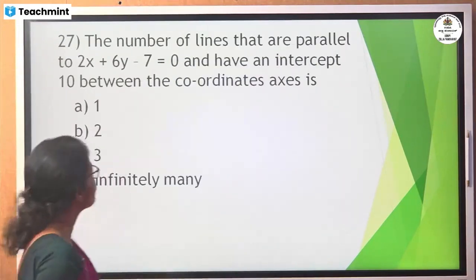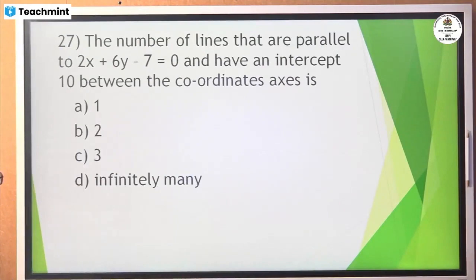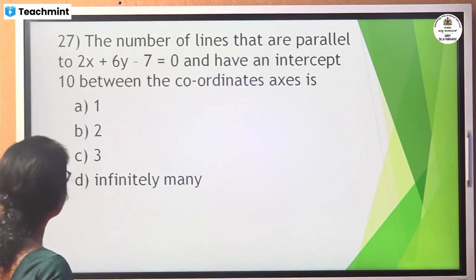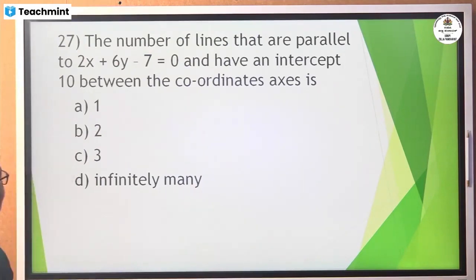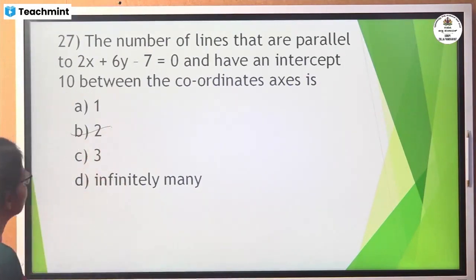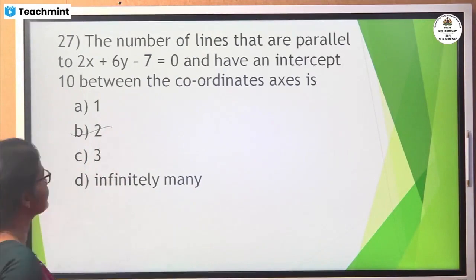Next question. The number of lines that are parallel to 2x plus 6y minus 7 equal to 0 and have an intercept 10 between the coordinate axes is 2. There exist only 2 lines which satisfy this condition.